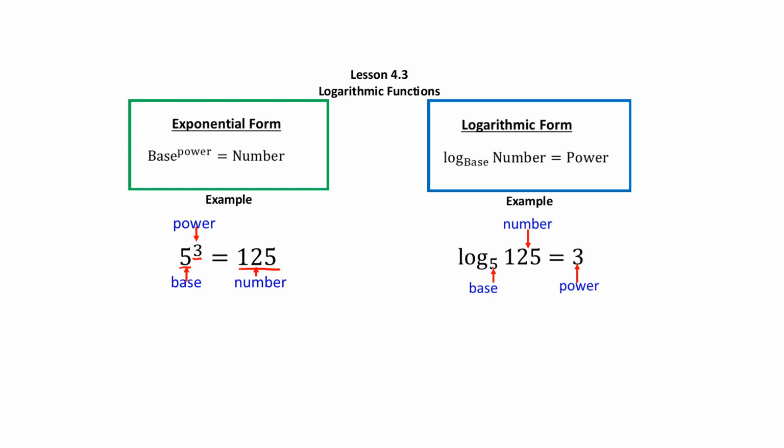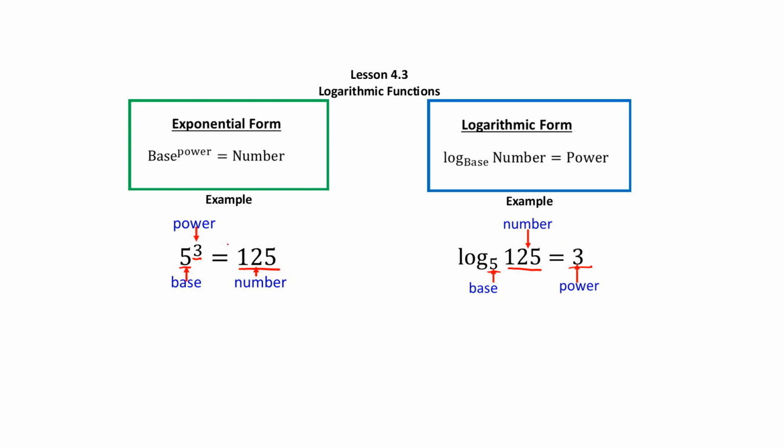In this form, the base is this little number next to the word log. The number you get is 125, and that goes right next to log base 5. And then the power is on the right side of the equation. So whereas the exponential form is giving you a base raised to a power, and it's asking you, what is that number, 125? In the logarithmic form, you're given the base and the number, and the question is, what exponent do you put on 5 to get 125? And the answer is 3.